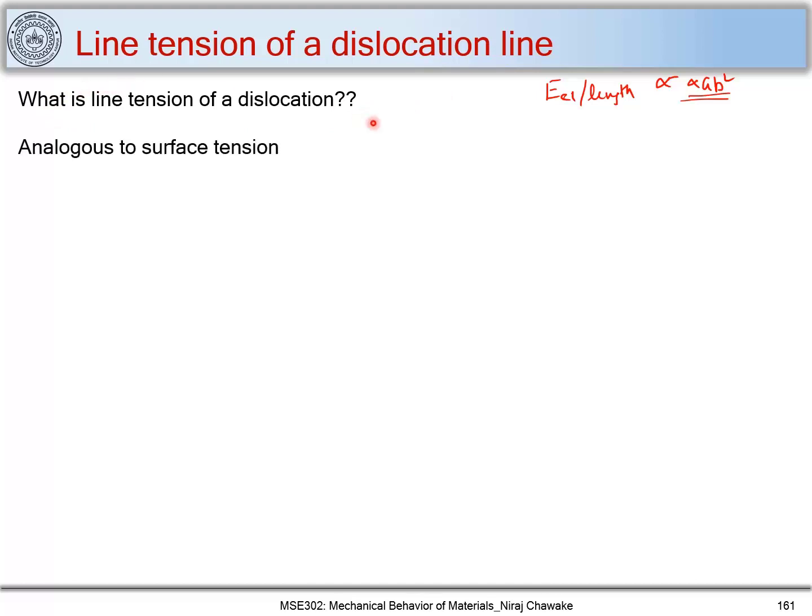You must know about surface tension, and line tension is analogous to surface tension. Surface tension has a unit of energy per area, whereas line tension of a dislocation is energy per unit length. So we can consider that line tension is equivalent to elastic strain energy per unit length, and thus line tension is equal to alpha G b square.